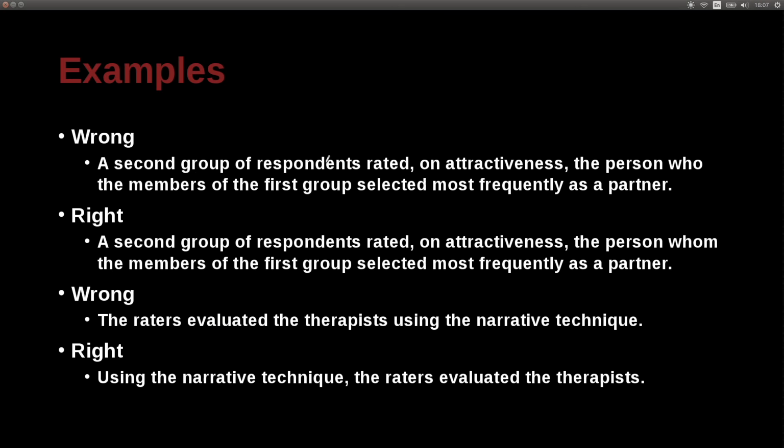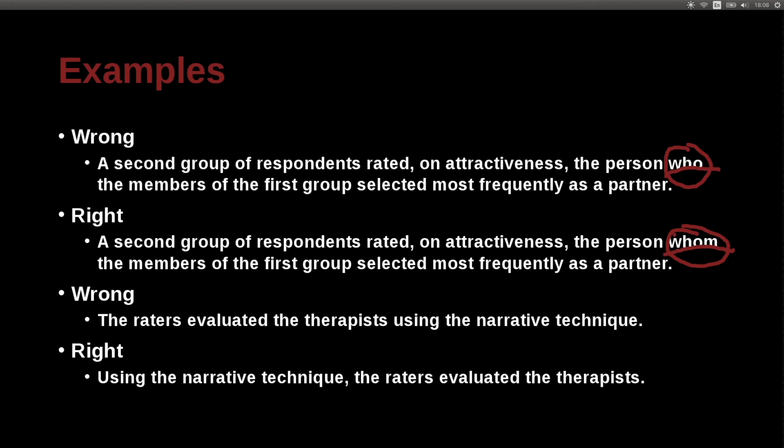A second group of respondents rated on attractiveness the person who the member of the first group selected most frequently as a partner. So this idea of who. The second group of respondents rated on attractiveness the person whom the members of the first group selected most frequently as a partner.